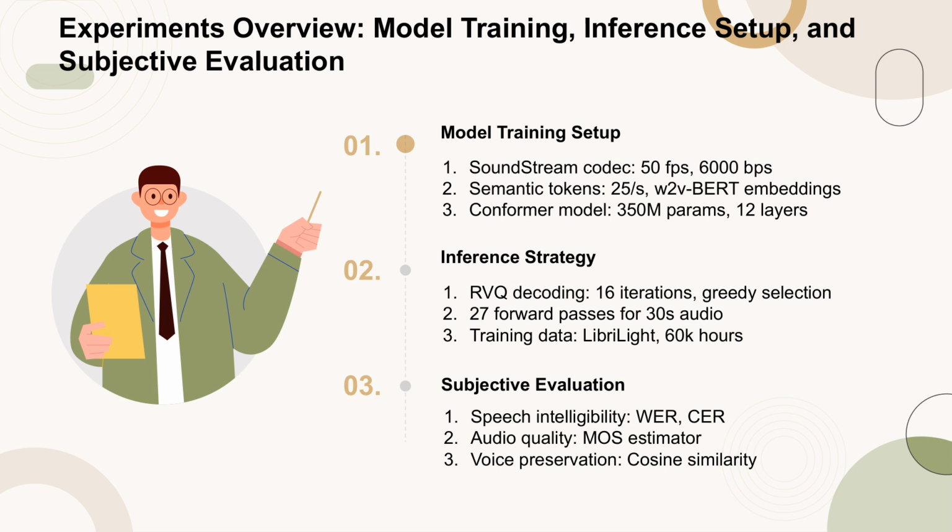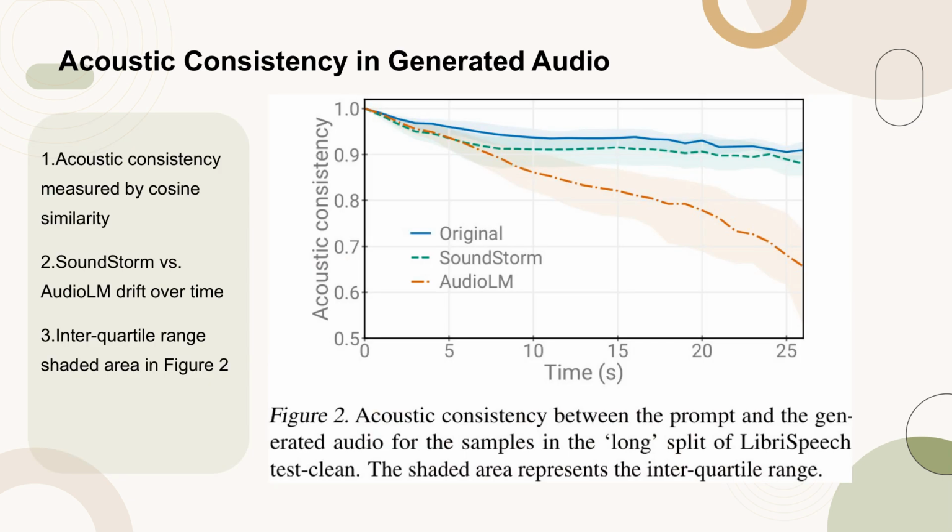Subjective evaluations focus on speech intelligibility measured by word error rate, WER, and character error rate, CER, audio quality assessed by a MOS estimator, and voice preservation evaluated through cosine similarity of speaker embeddings. Figure 2 illustrates the acoustic consistency between the prompt and the generated audio for the long split of LibriSpeech test-clean. The shaded area represents the interquartile range, indicating the variability in acoustic consistency scores.